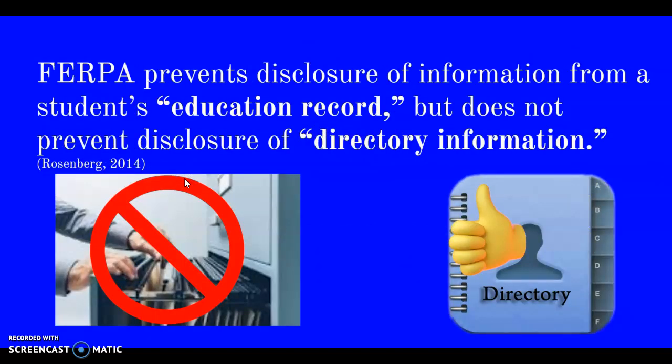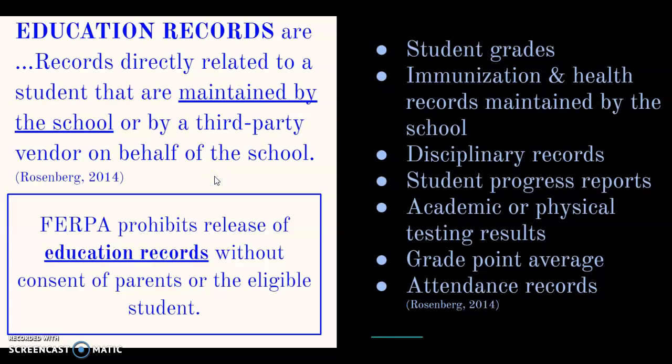FERPA prevents disclosure of information from a student's education record, but does not prevent disclosure of directory information. When we talk about education records, they are records directly related to a student that are maintained by the school or by a third-party vendor on behalf of the school. FERPA prohibits release of education records without consent of parents or the eligible student. Education records include student grades, immunization and health records, disciplinary records, student progress reports, academic or physical testing results, grade point average, and attendance records.